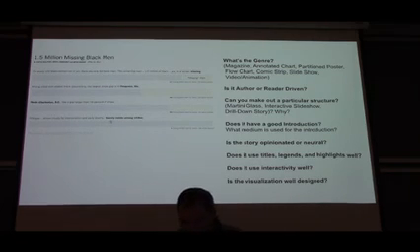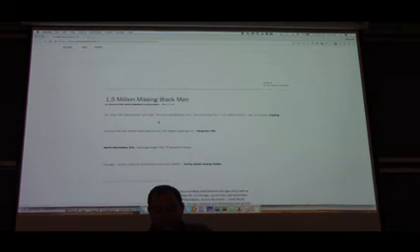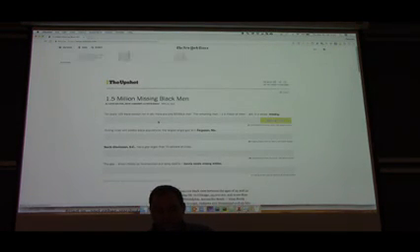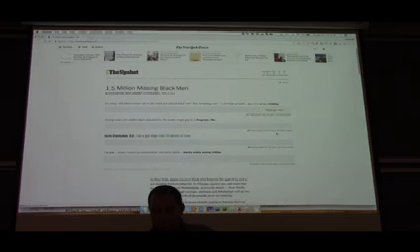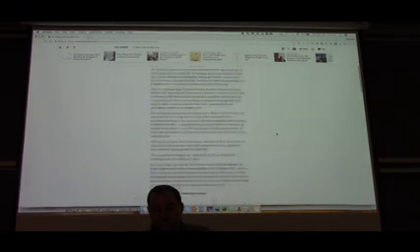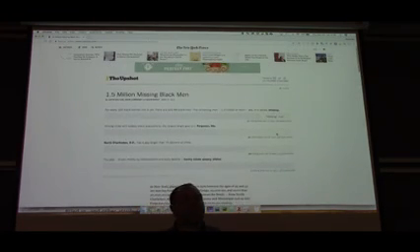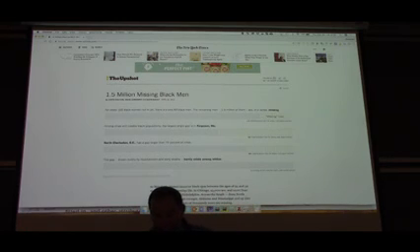So I'm going to open it up. Here we have this missing black man story: 1.5 million missing black men. So what's the genre here? We have the visualization for every 100 black women not in jail, there are only 83 black men.